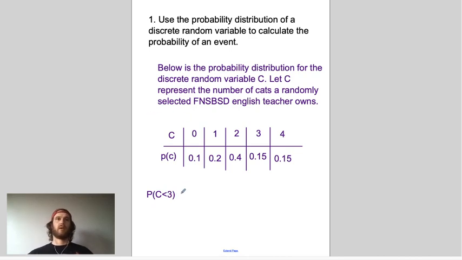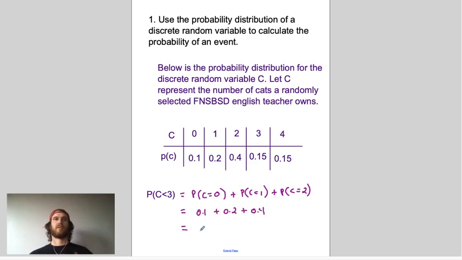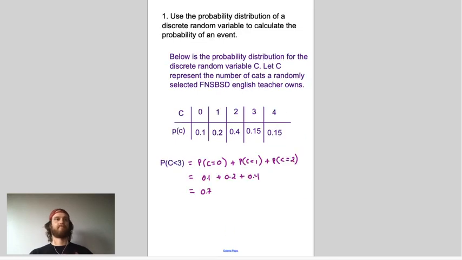To figure that out, we would add up the probability that C is equal to 0, because it's discrete, we can go through each of these individually, plus the probability that C equals 1, plus the probability that C equals 2. We don't do 3 because it's not "equal to"; if it was, we would. So that's 0.1 plus 0.2 plus 0.4, which gives us a 0.7 probability, or a 70% chance. So there's a 70% chance that the randomly selected person that we choose has less than 3 cats.